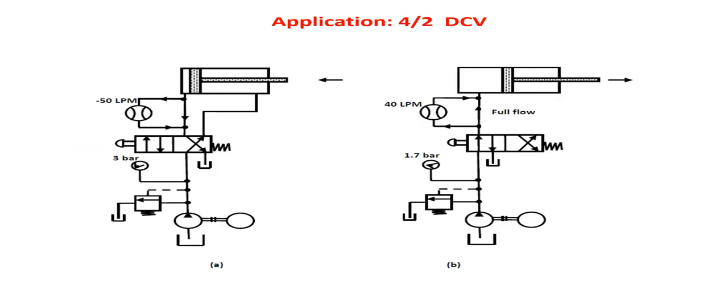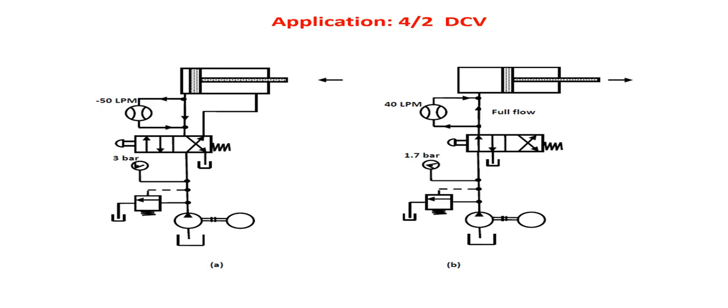This is a direct application of 4 by 2 direction control valve. Sorry, there are four ports and two positions. You can see that this is the actuator. The fluid goes first from the pressure side to the rod end side of the actuator. This will make that actuator retract, and whatever fluid is trapped at the cap end side of the actuator will go back to the tank.